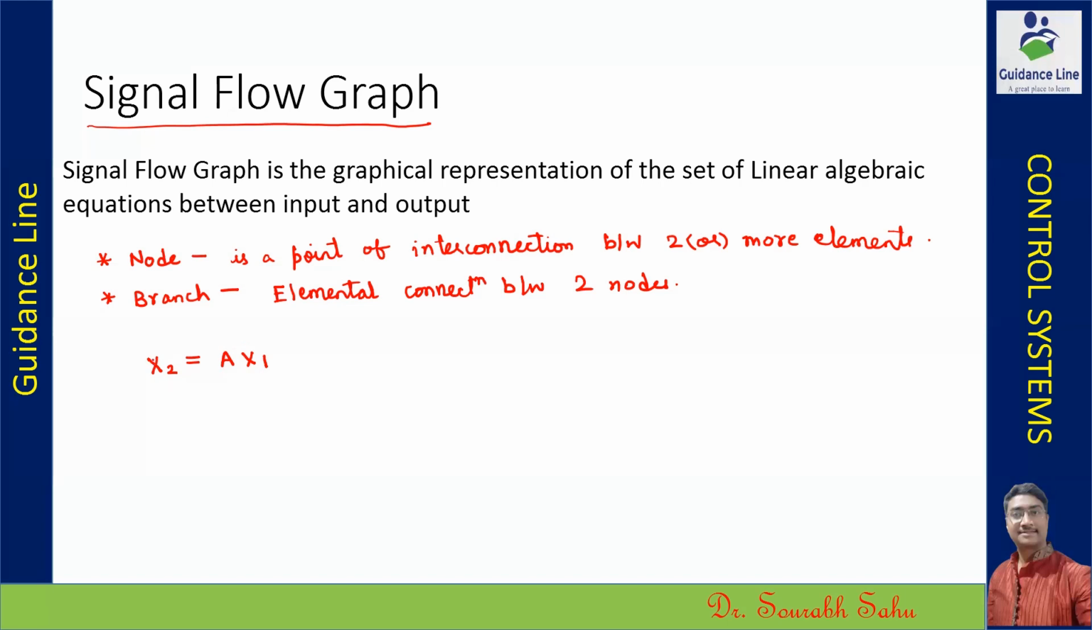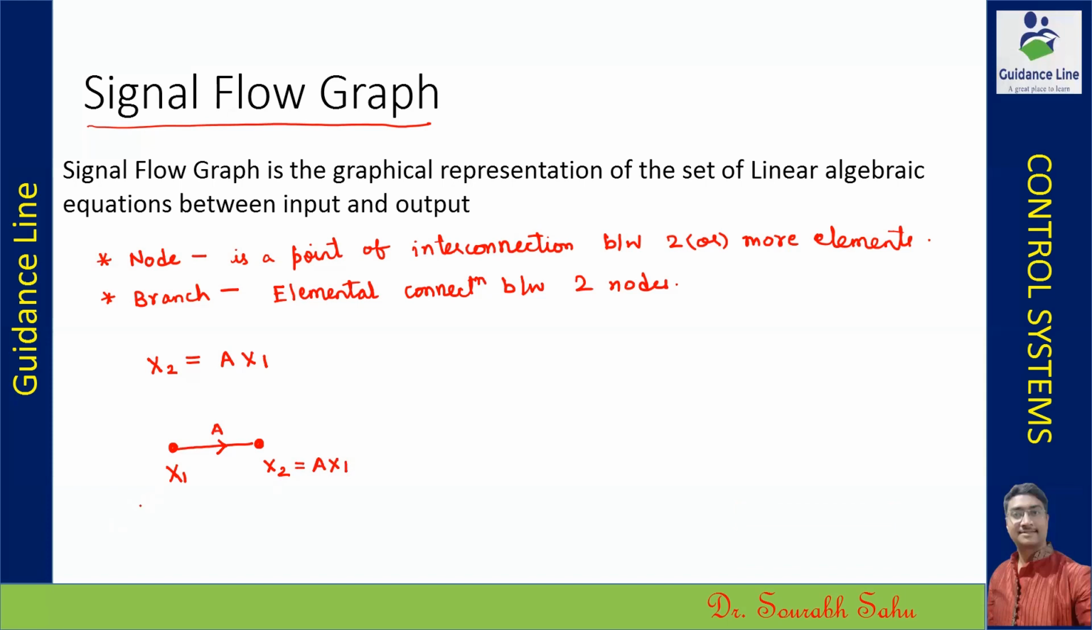it gives the value x2. Now if I want to represent this equation in the form of a signal flow graph, we have two nodes. Let us suppose one node is x1, which represents the input, and the second node is x2, which represents the output. These two nodes are connected with the help of a branch, and in that branch we have a gain a. So if I want to represent x2, I simply write a multiplied by x1.